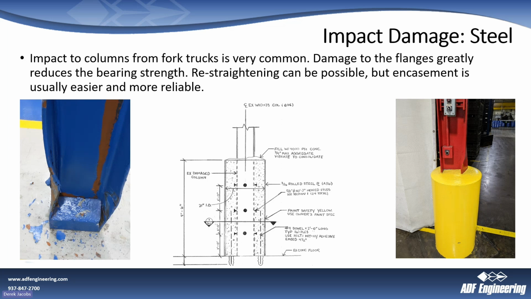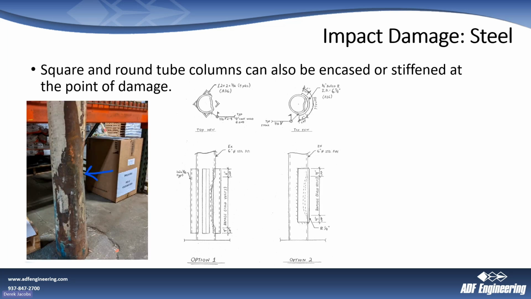Sometimes, if the damage is minimal enough, you can re-straighten column pieces, but typically it's too difficult and too costly. So a lot of times what we'll do is encasement in concrete, which both stabilizes the damaged portion of the column against buckling, and also creates maybe a future barrier for anything happening like that again.